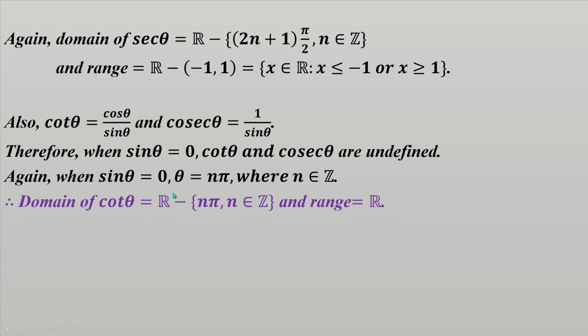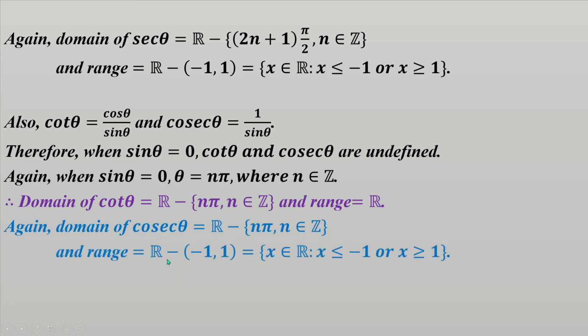So the domain of cot theta will be all real numbers other than n pi, where n belongs to integer, and the range will be real numbers. And the domain of cosec theta and cot theta will be the same, but the range will be the same as sec theta, that means R minus the interval minus 1 to 1. That means we can write it this way. Clear everyone? These are important for MCQ and also for Viva. So you have to practice more and more. Clear?